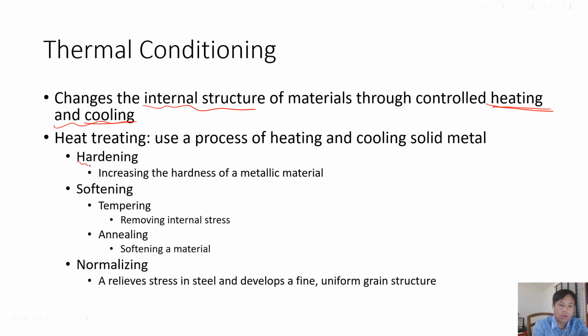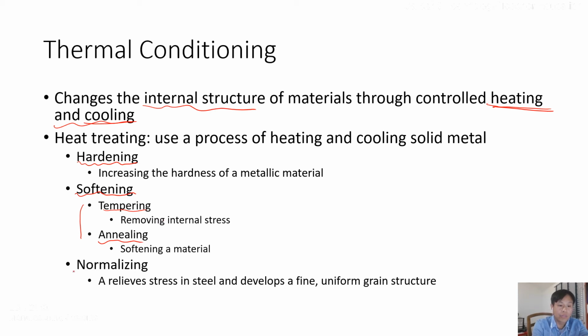So the first one is hardening, which makes the surface of the material harder, and softening, which makes it softer, right? But softening has two types: tempering and annealing. I will further explain those processes.